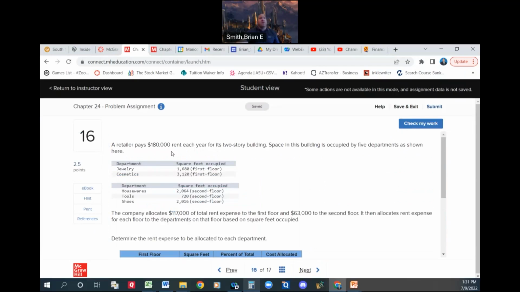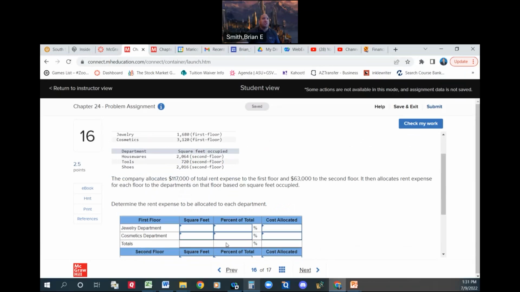So a retailer pays $180,000 rent each year for its 2-story building, and the space is occupied by these 5 departments. The company allocates $117,000 of total rent to the first floor and $63,000 to the second floor. It then allocates rent expense for each floor to the departments on that floor based on square feet occupied. Determine the rent expense to be allocated to each department.